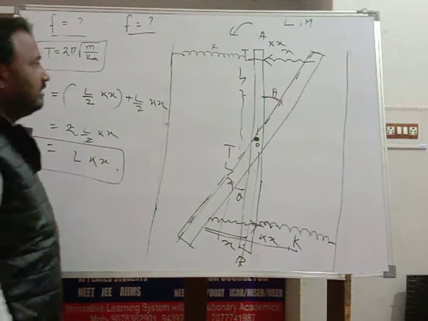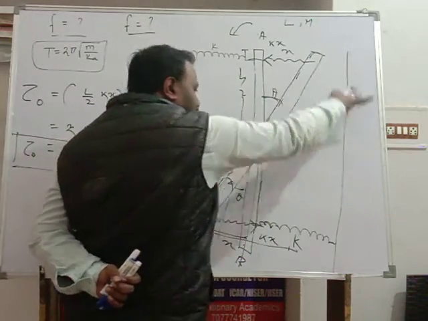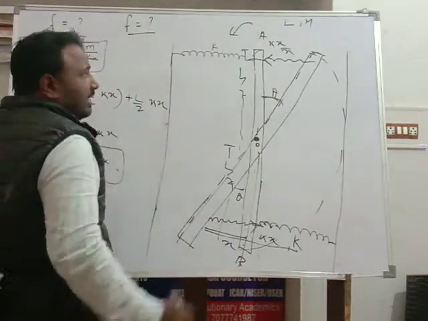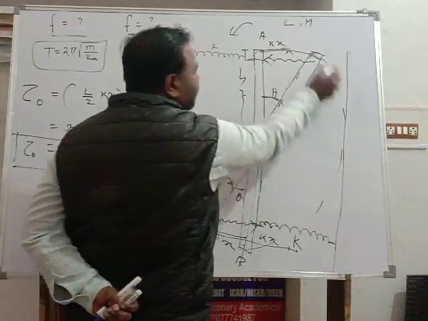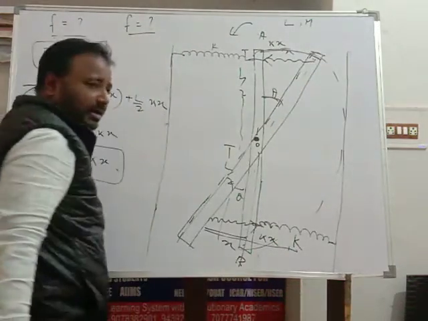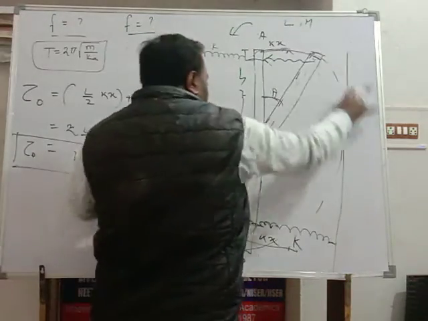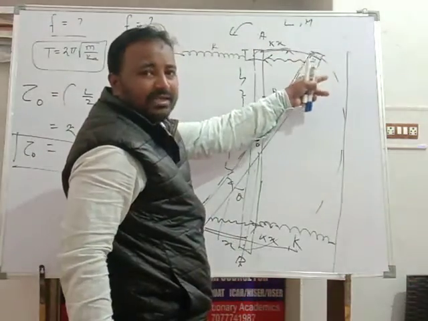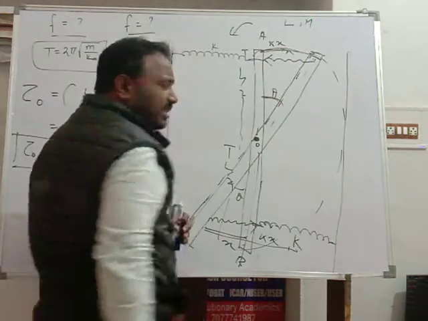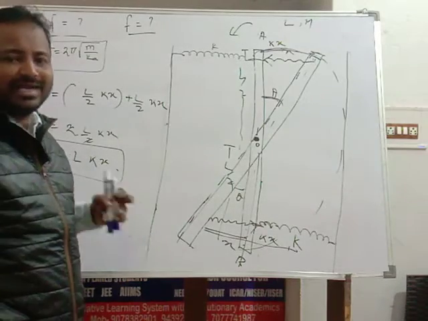But we know that if this rod is rotated to make a circle, then what happened? This would be the arc. This L by 2 would be the radius. Yes or no? If this rod is rotated to make a circle, this would be your radius, this would be your arc, and this is your angle theta. We know the relation between radius, arc and angle.